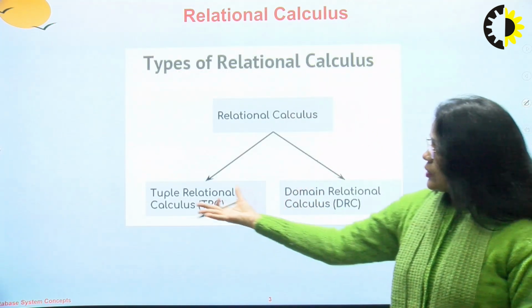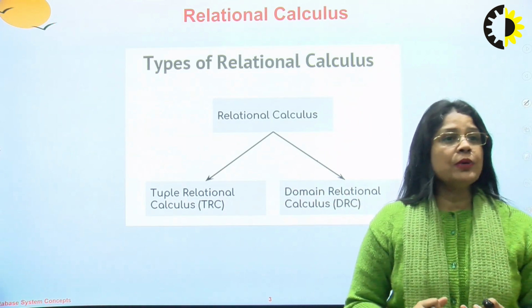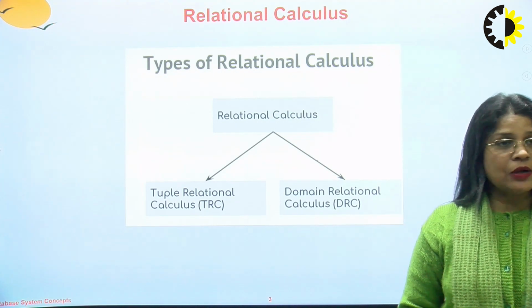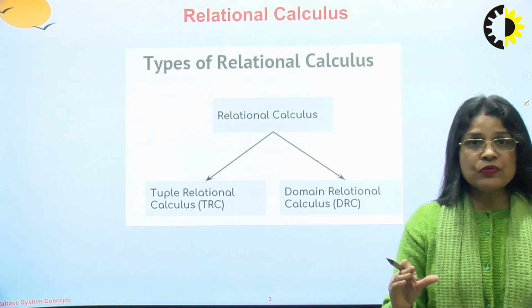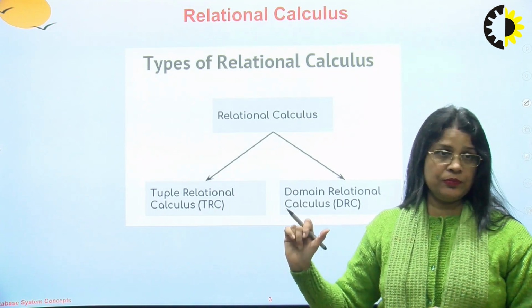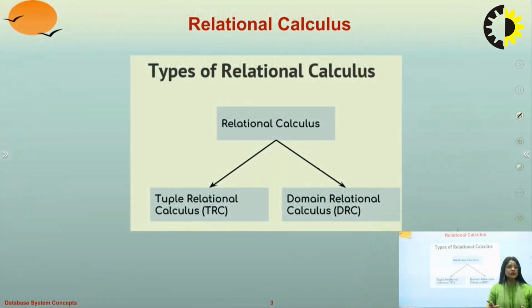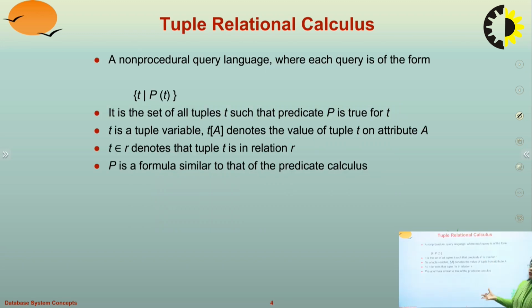These are the types, right? Tuple relational calculus and domain relational calculus. In the tuple relational calculus, what we will do? We will describe the information in the form of tuple. And in domain relational calculus, we will describe the information in the form of domain, or we may say set of attributes, right? So first of all, we will take the tuple relational calculus.